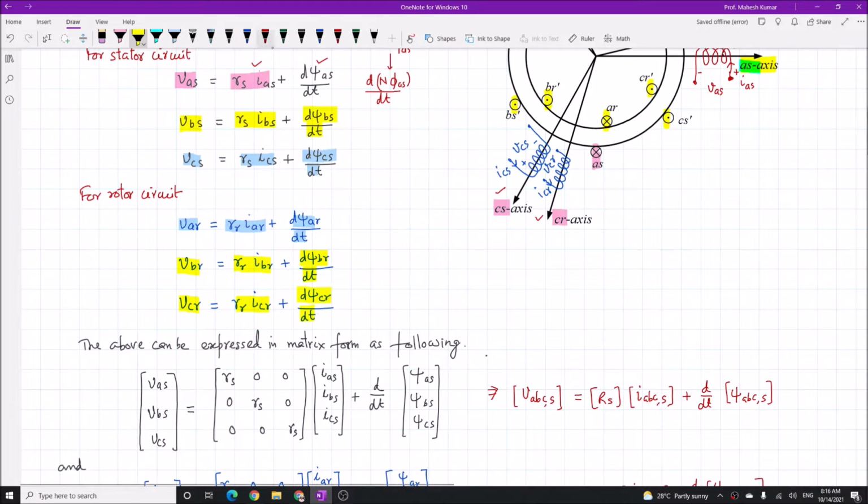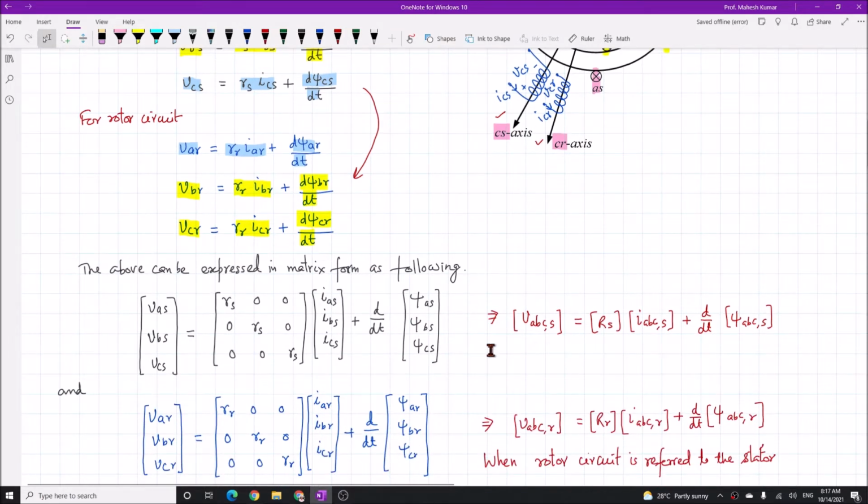So what is the change from this to this? The change is that we now have to consider the flux linkages of the rotor and the currents in the rotor and the rotor parameters and rotor voltages. Essentially, this is same as these equations, except the circuit is different. Now these two equations can be written in the matrix form.